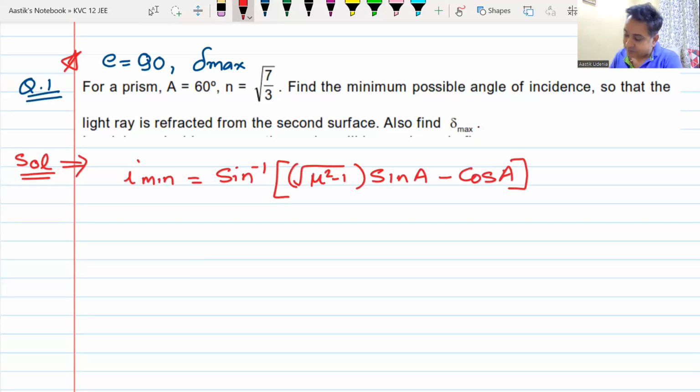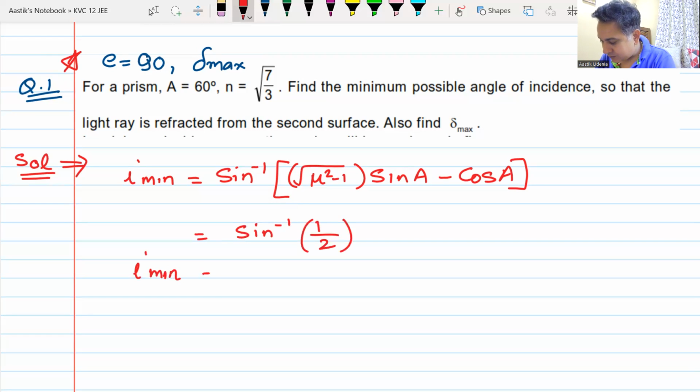One sine A I remember, one cos A I remember. That looks good. You just put the values. And I think you will get here as sine inverse of half. Yes or no? That is why that mu was given as root over 7 by 3. Remember, whenever you get something like this, it is because they want to make your calculations simpler. So your I minimum becomes 30 degrees.